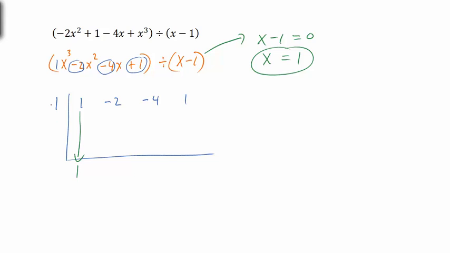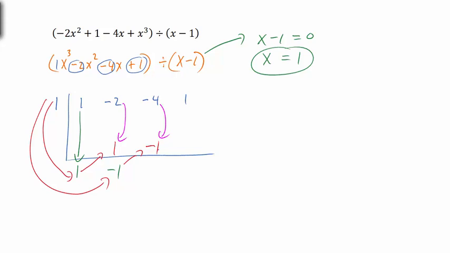And then we're going to multiply. 1 times 1 is 1. Then you're going to add -2 and 1, -1. And then we're going to multiply. 1 times -1 is -1. And then we are going to add again.